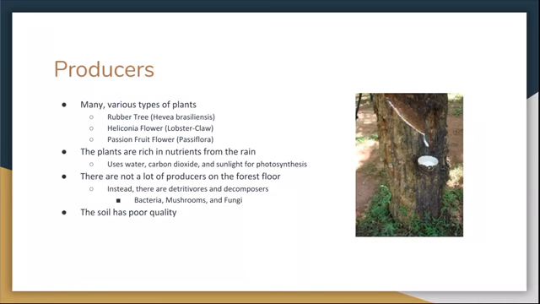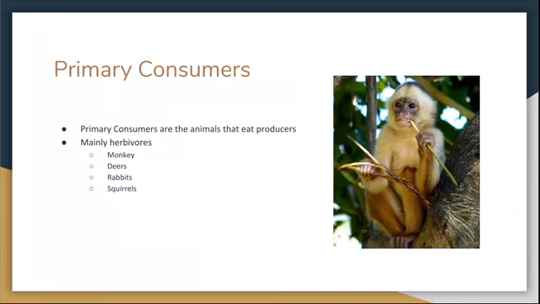These plants are rich in nutrients from the rain, and they use water from the rain, carbon dioxide from other organisms, and sunlight from the sky for photosynthesis. There are not a lot of producers found on the forest floor. Most of the things found on the floor are instead detritivores and decomposers, which are like bacteria, mushrooms, and fungi.